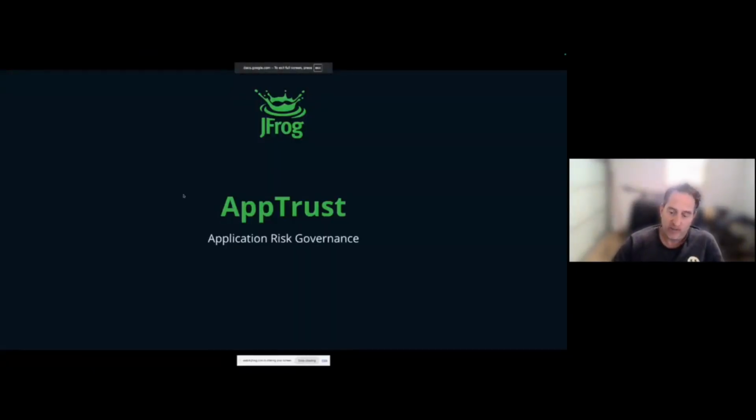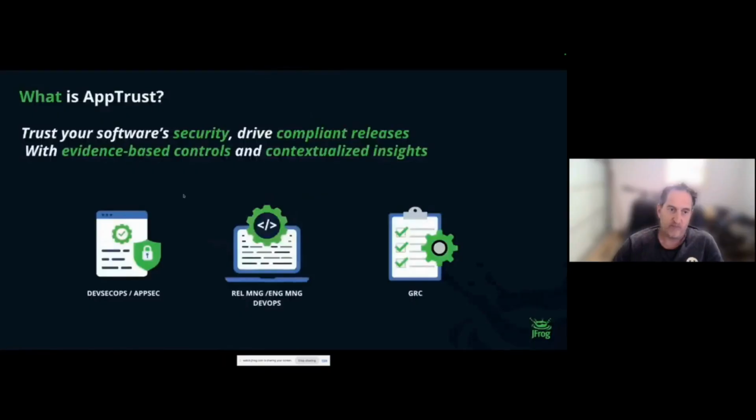And we are on. So what is AppTrust? In AppTrust, what we are trying to achieve is to be able to release a trusted application version compliant with our business needs. And that will be based on evidence with all the business context that we need in order to make a decision.